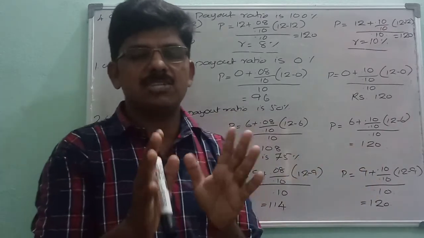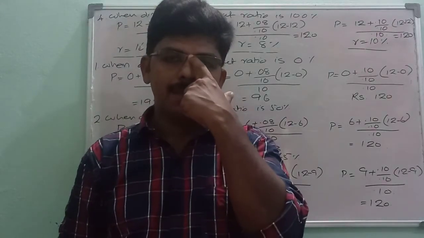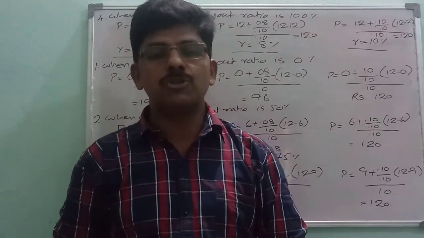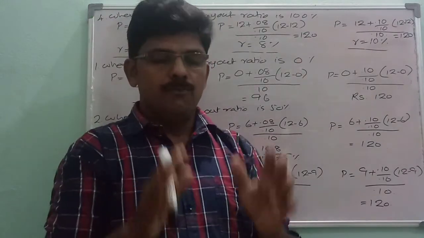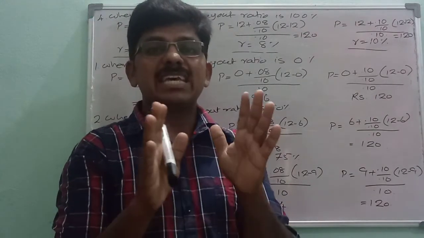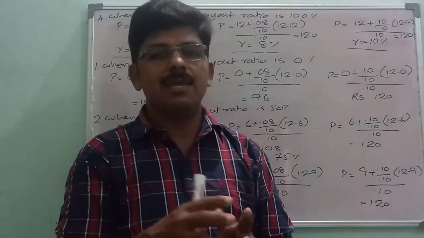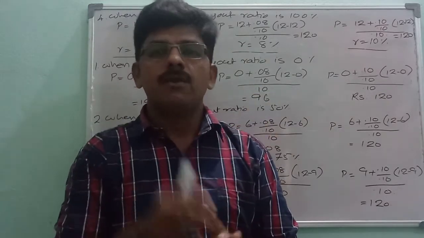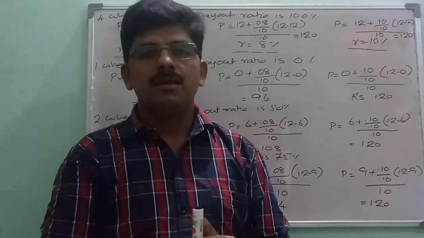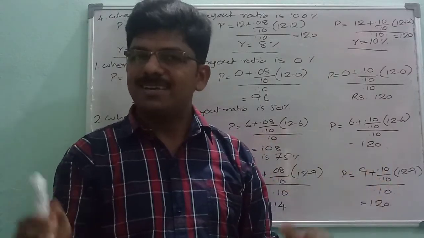So this is the suggestion given by Professor James E. Walter in his theory. So according to Walter, when R is greater than KE, the firm should follow 0 payout ratio. When R is less than KE, the firm should follow 100% payout ratio. When R is equal to KE, dividend declaration has no impact on the value of the firm. Okay, thank you.